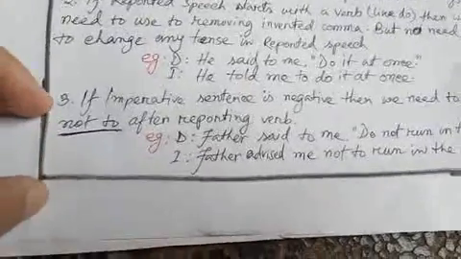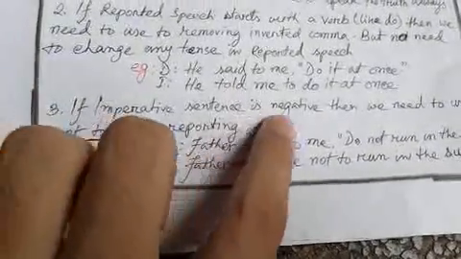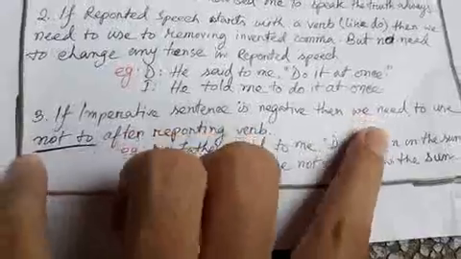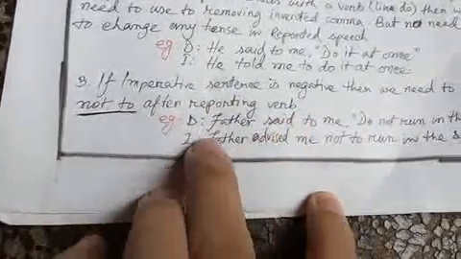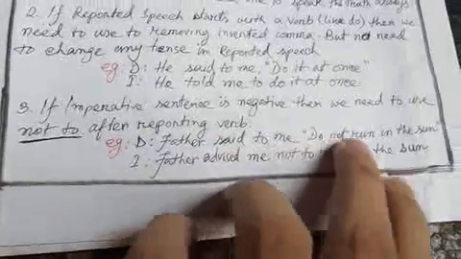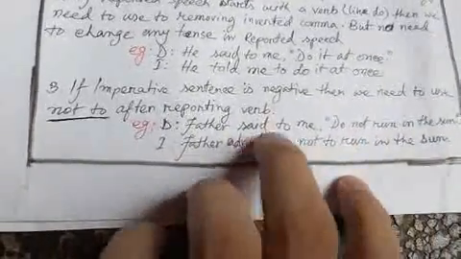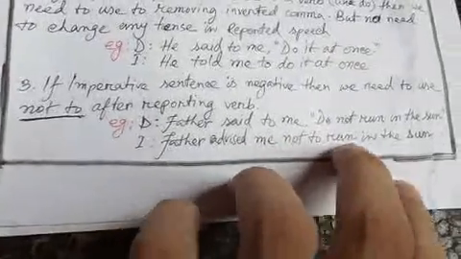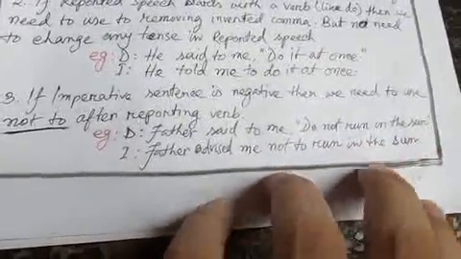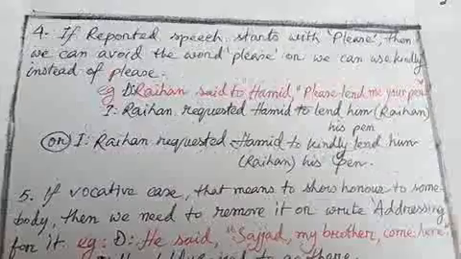So the next rule is, if the imperative sentence is negative, then we need to use not to after the reporting verb. Okay, what is the example? Father said to me, do not run in the sun. This is a kind of advice. So father advised me not to run in the sun. So I think you understand.